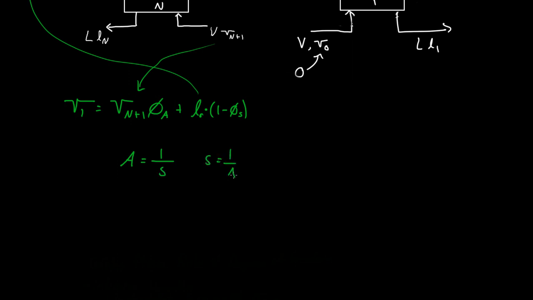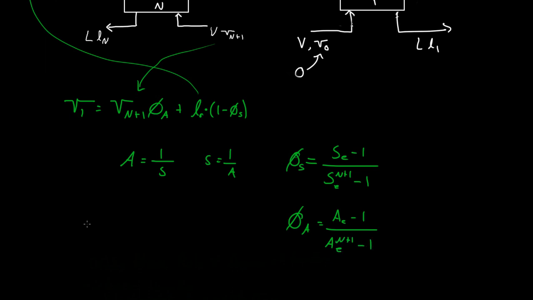And again, if you can calculate A, you know A is 1 over S, or that S is equal to 1 over A. The recovery fraction for a stripper is equal to SE minus 1 over SE^(N+1) minus 1, and the recovery fraction for an absorber is equal to AE minus 1 over AE^(N+1) minus 1. And remember, AE is when you assume that A1 is equal to A2 is equal to A3, and so on and so on.